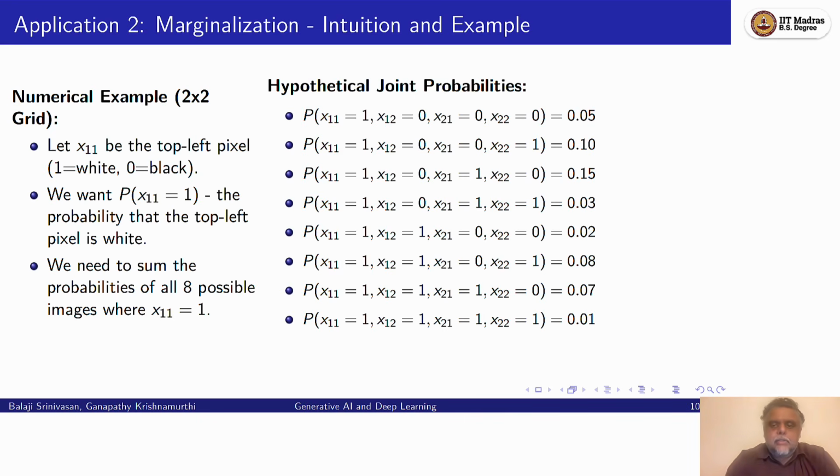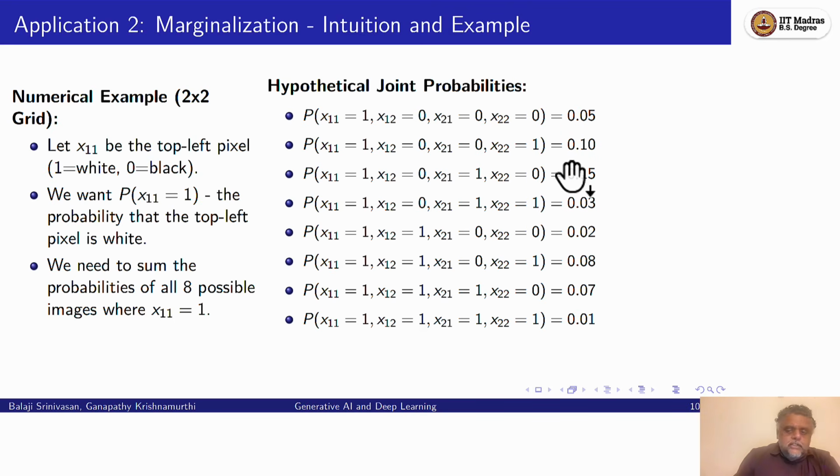So let's look at this hypothetical joint probability. Once again, these are just arbitrarily chosen numbers. If you write down all 16, they should sum to 1. Remember, that's what the probability distribution is. And I would like to point out here that this checkerboard pattern, x11 equal to 1, x12 equal to 0, and so on, has a very high probability.